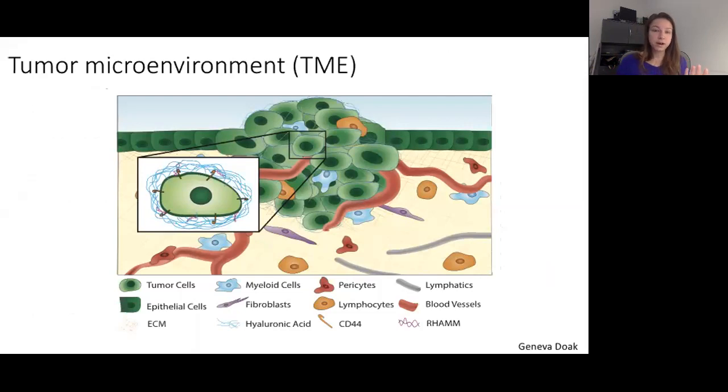Now, the tumor microenvironment pictured here consists of both tumor cells and stromal cells living amongst this dense extracellular matrix, and as highlighted in this insert, HA, pictured in these blue squiggly lines, ultimately can surround the bulk of the tumor as well as individual tumor cells themselves.